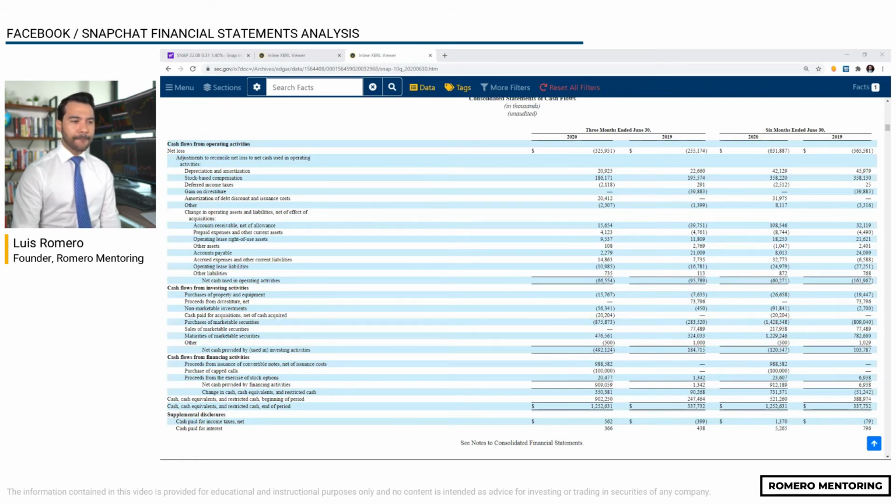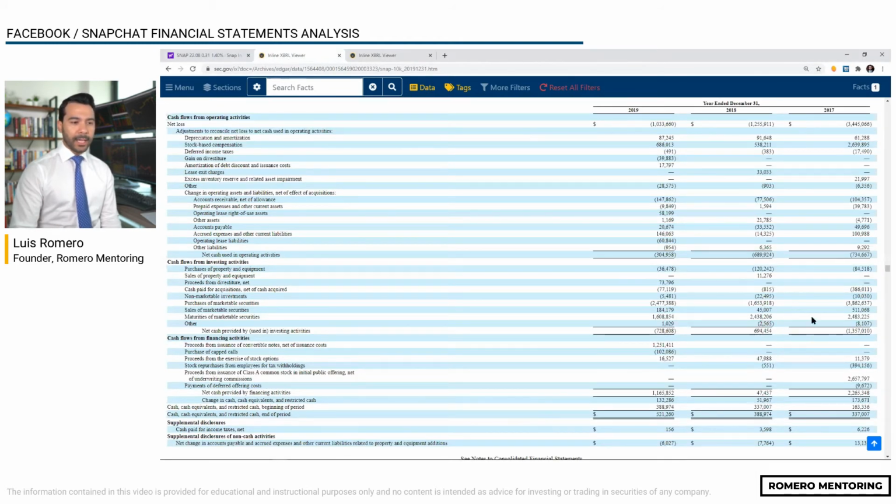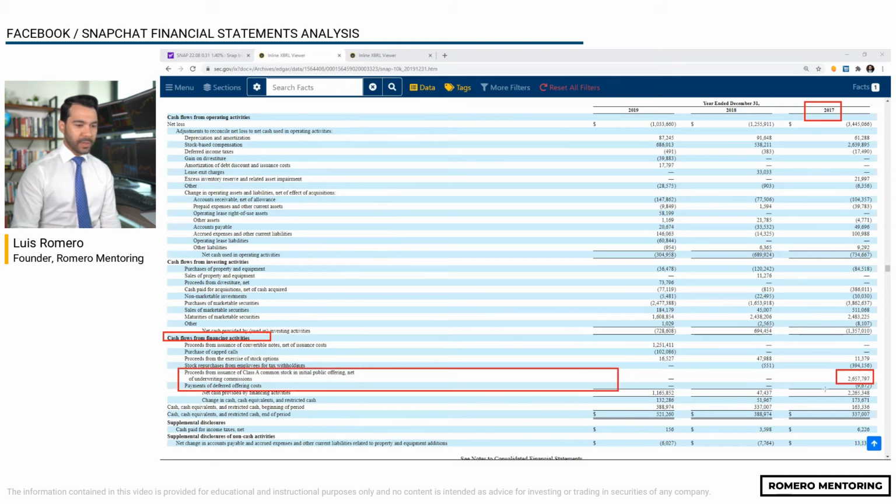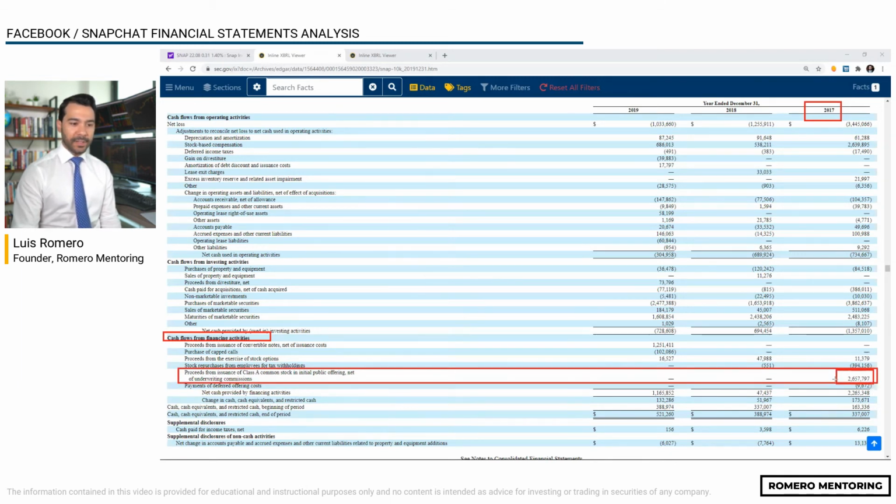Let's go back to the 10K, which is the annual report. Let's examine more carefully their financing activities section. That's this part right here. Look at 2020. Look how much money they raised from investors. This right here is proceeds from issuing stocks. They raised $2.6 billion in 2017. They haven't raised much capital since, and I think they're finding it very difficult or challenging to raise capital.